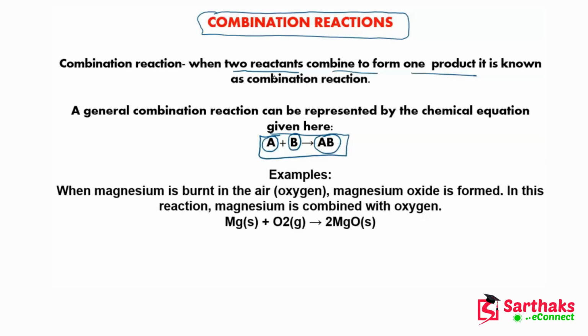So basically, whenever we burn something, burning simply means making the substance or the element react with oxygen. When we are burning something, we are actually making it react with oxygen to form a product. So what is happening here? Magnesium is burnt in the air and magnesium oxide is formed. So in this reaction, magnesium is combined with oxygen.